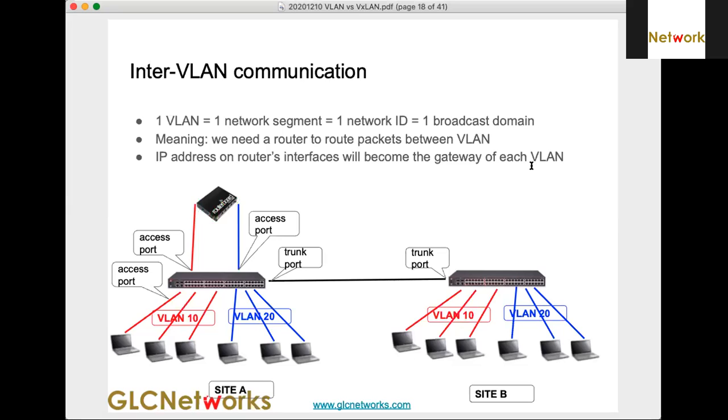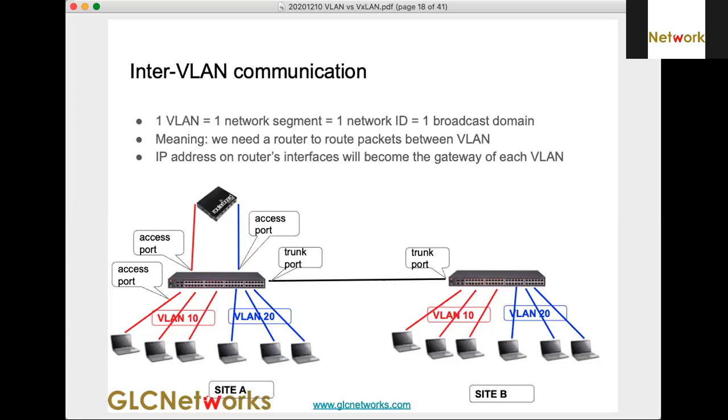So here, the trunk port is used to identify frames with a certain VLAN ID, and the access port is to connect to the end device. In this slide, the router will connect two VLANs using the access port mode.